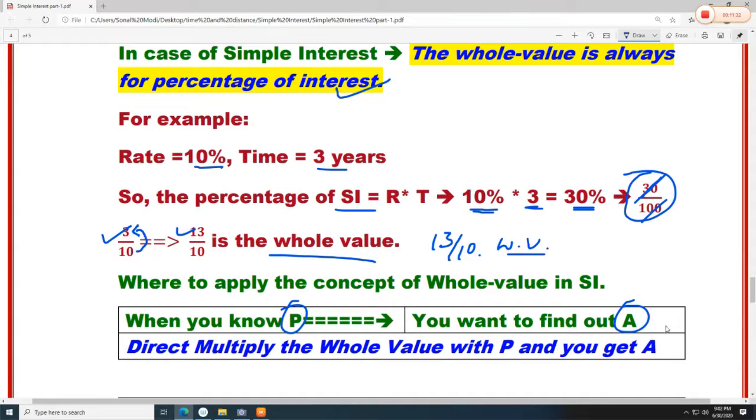Amount means principal amount plus interest. So you have to multiply with the P and the whole value directly. So let's say 1000 multiplied by 13 over 10. So that comes to 1300 is the amount.